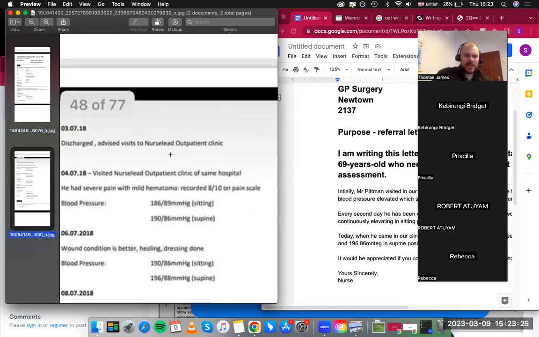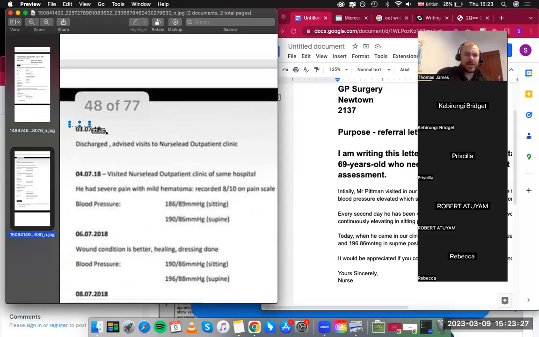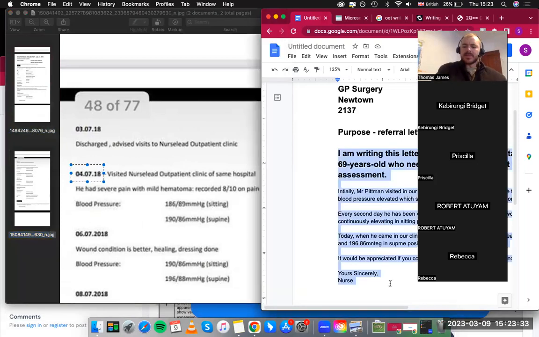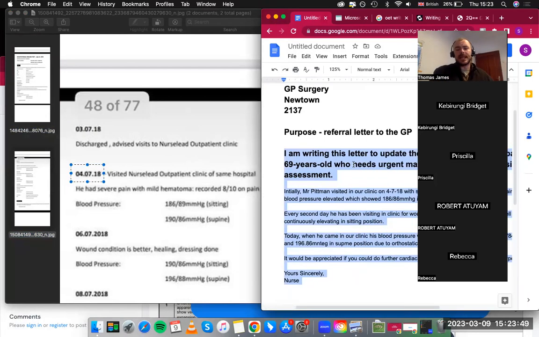And are there any other dates? Yeah, absolutely. We've got loads of dates here. So in general, we can see already that this isn't really written with the purpose of a referral letter. This is written as if it is a discharge or a transfer letter. The referral letter, as I mentioned to you in our classes, really has to do with dates.